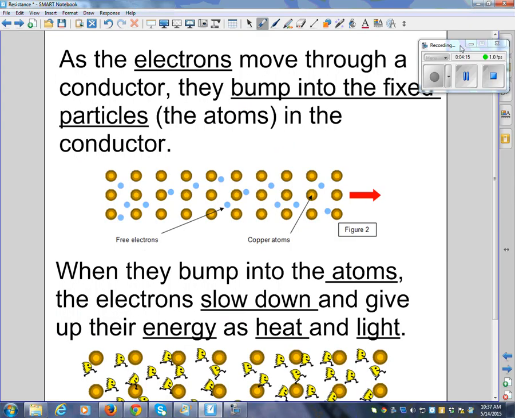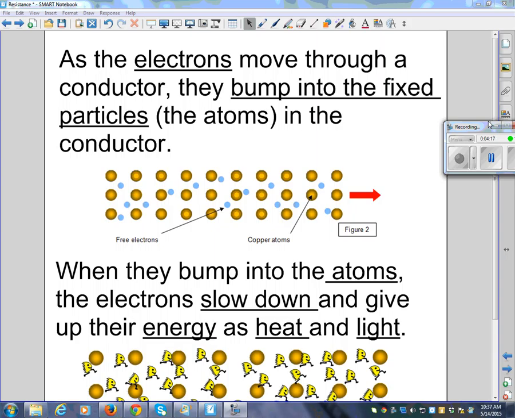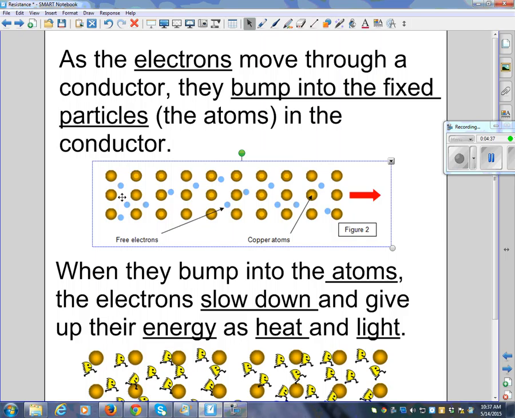Okay, so does this look a little bit like the video that I showed you? Yeah. It sure does. As the electrons move through a conductor, they bump into the fixed particles, the atoms in the conductor. So which ones are the electrons here? What color? Gray. The gray, these guys right here, right? And they're trying to move this way. These are the copper atoms, the yellow gold ones here.